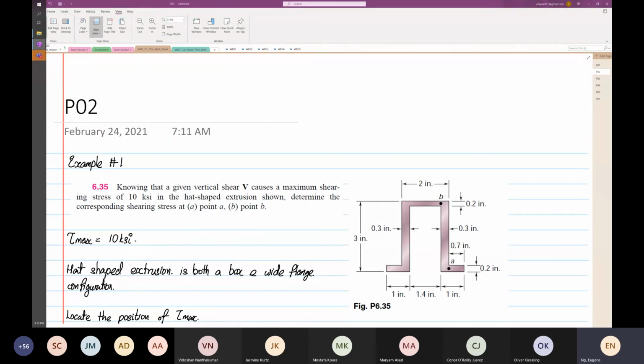So we have to find the position of the maximum shear stress, and it was given to us that the maximum shear stress is what? 10 times 10 to the power 3 psi. Okay, that was given to us. Okay, now based on observation, I repeat, based on observation, the centroid Y bar, or the centroid, is 1.5 inch from the top, or the bottom.